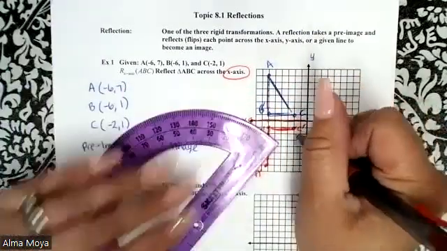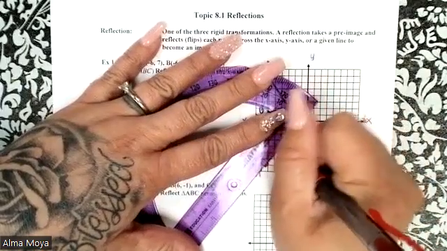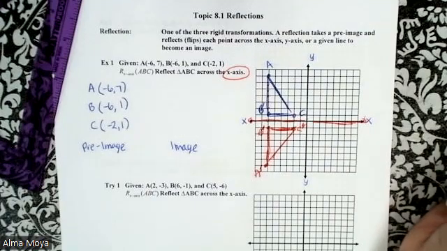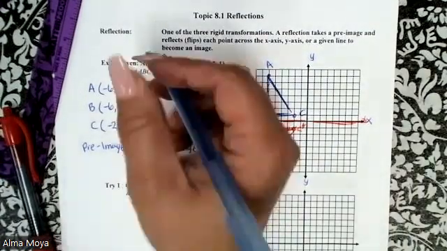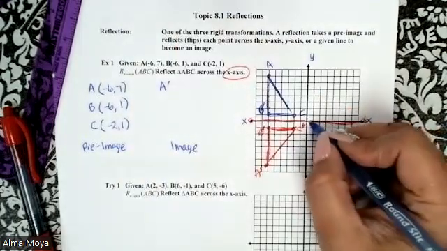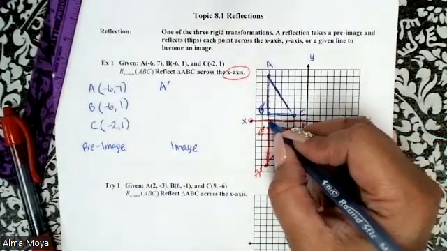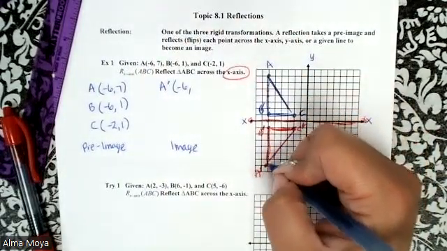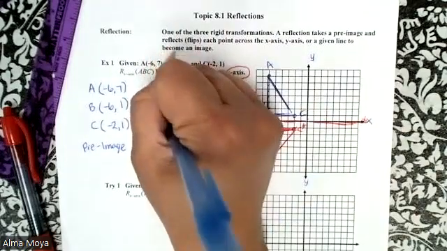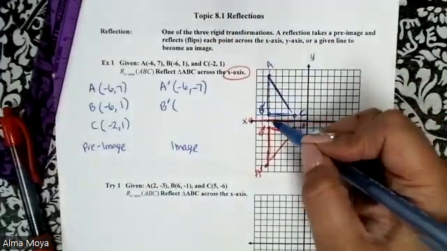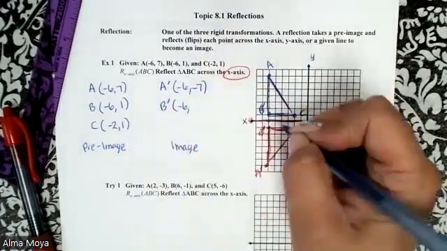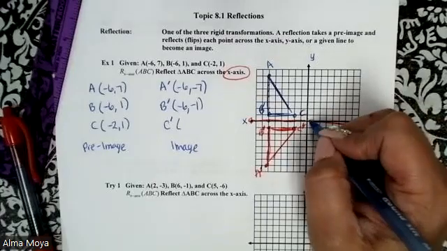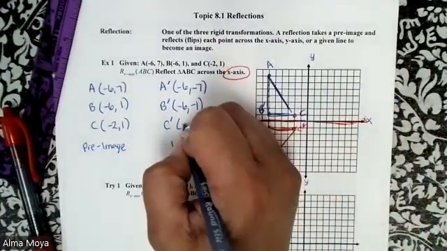So now go down 7 from the x-intercept. 1, 2, 3, 4, 5, 6, 7. And here is going to be your image. Now this is the one that's going to have the prime. So right here, your A prime is now going to be the point -6, -7. Your new B was -6, and then it's down 1, so -1. The new C is -2, -1.